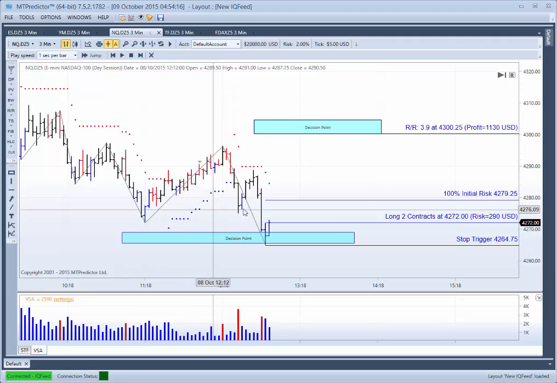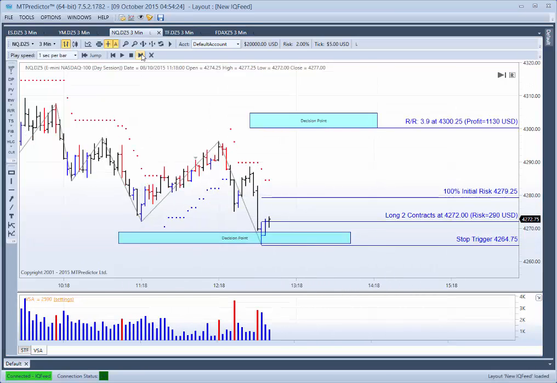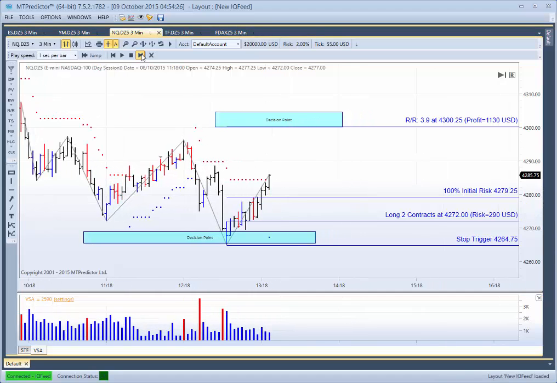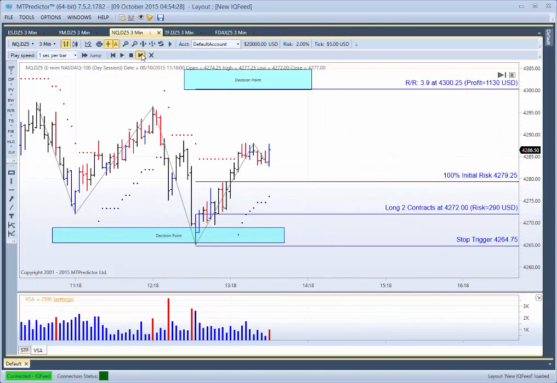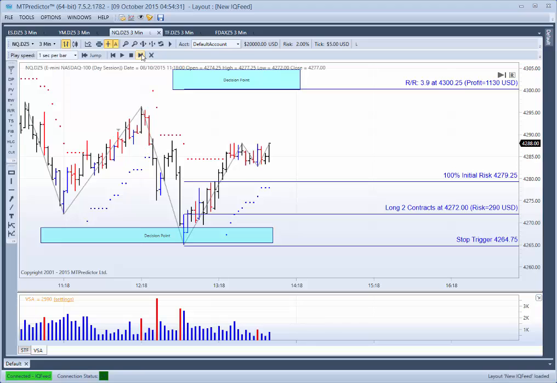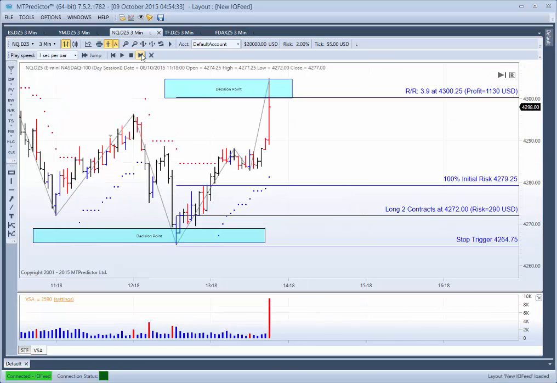Let's move forward. We're now taken into a long trade by the bar going above our entry stop. We then have a protected stop placed in the market there. Let's see what happens as we move forward. Market starts to go up, starts to go up, goes sideways a bit, then suddenly, bang.